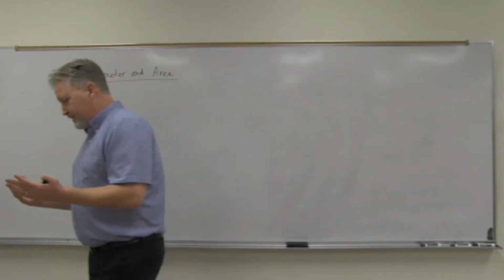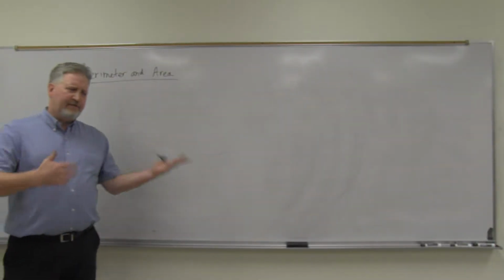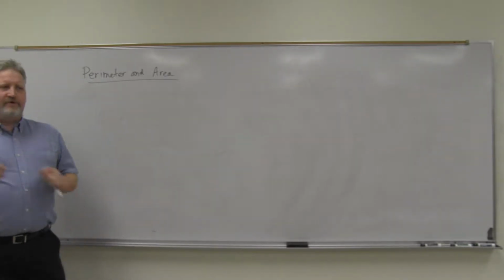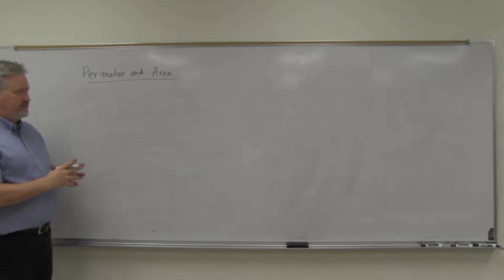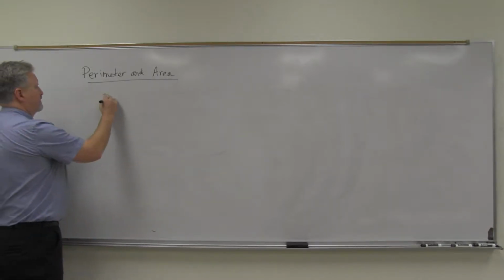Yeah, all right. So when we have polygons, and we'll also talk about the circle as well, we can talk about two measurements: the perimeter and area. So let's talk about perimeter.